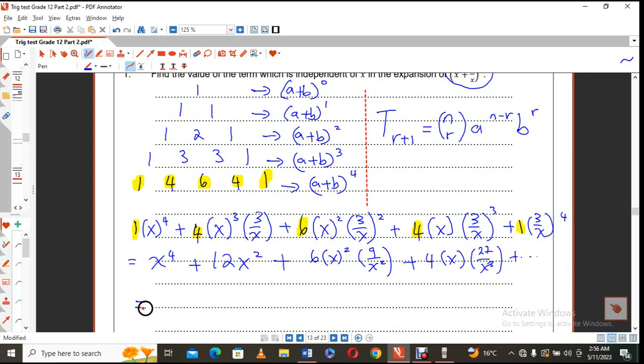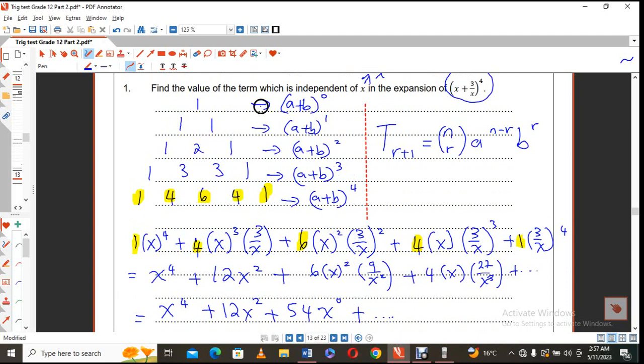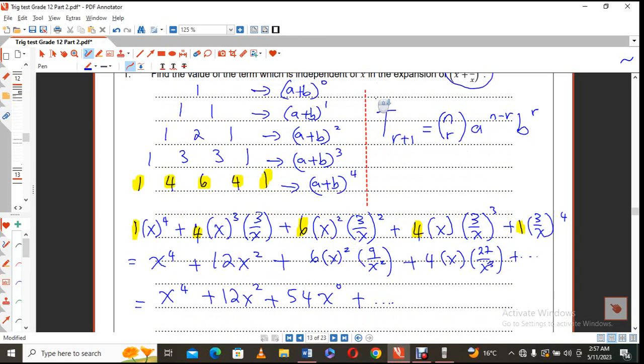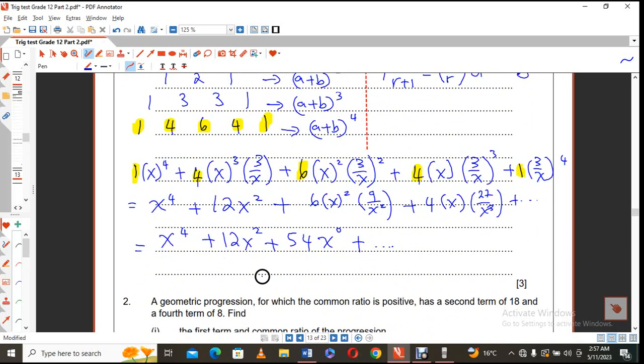If I was to work it out further, in this case it's 6 times 9, which is 54, and the x squared will give me x raised to the power of 0, and so on. According to that, it says find the value of the term which is independent of x. Independent of x means it's just a constant term, and the constant term is 54.